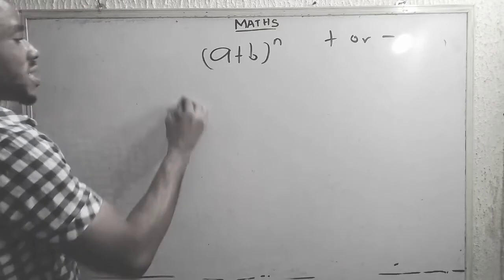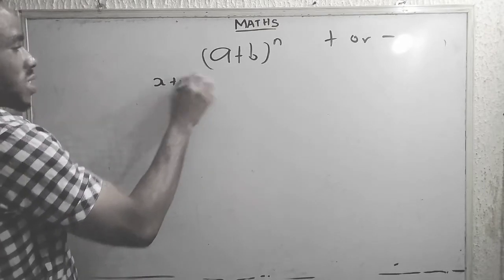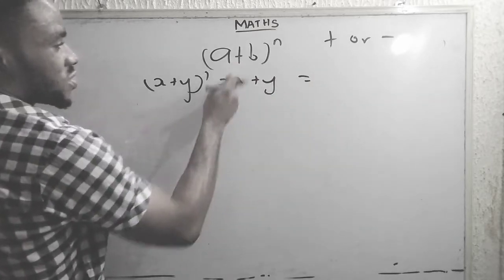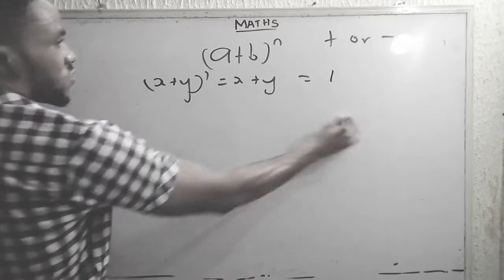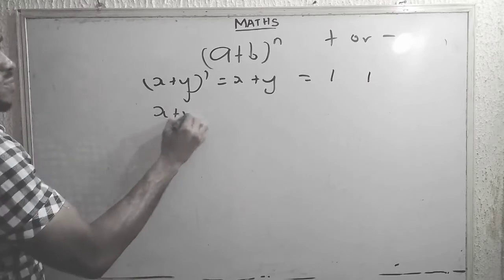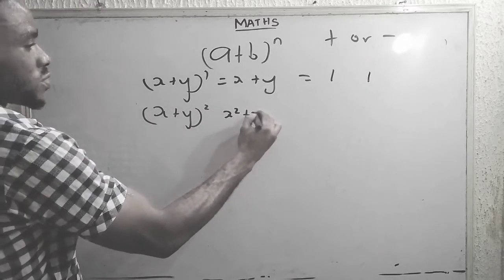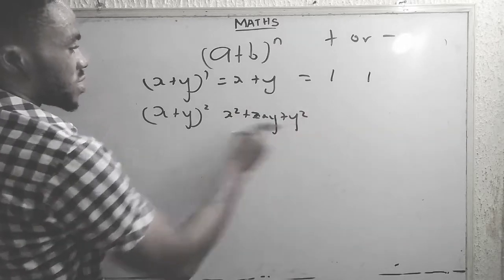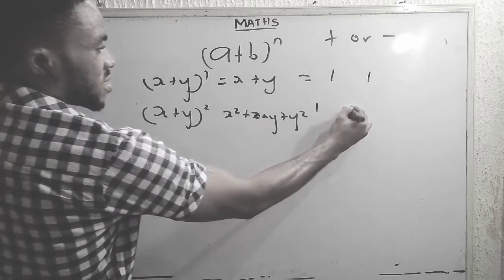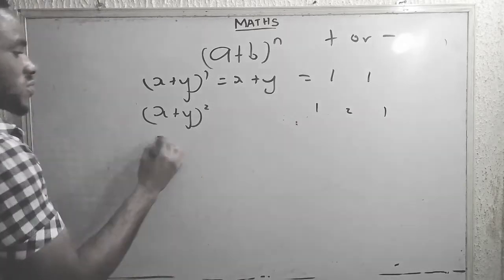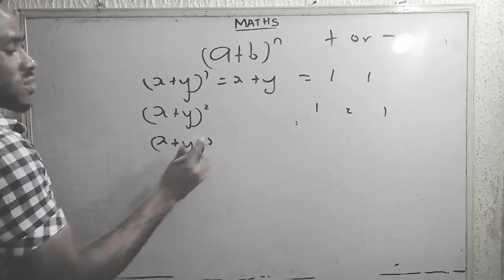Now, if you are given, let's say, x plus y raised to power 1, an expansion of this, I'll still have the same thing. So the coefficient of x here is 1. The coefficient of y is 1. If I have x plus y raised to power 2, expansion of this, I have x squared plus 2xy plus y squared. Pick out the coefficients. I have 1, 2, 1.